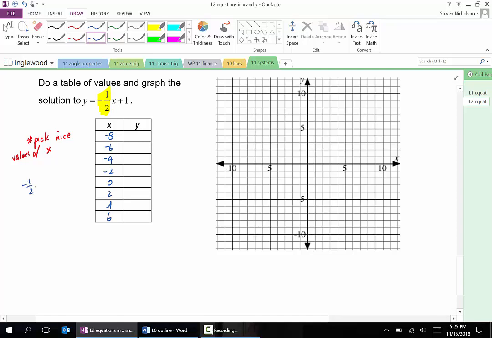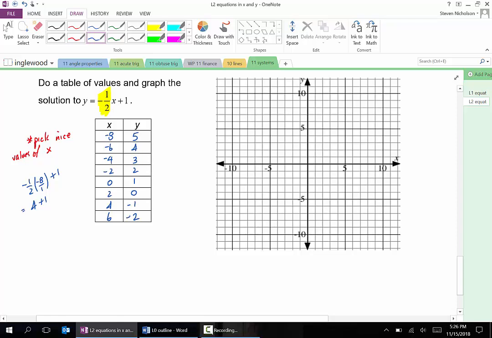I plug in -1/2 times -8. Always make it into a fraction if you have a fraction, and this is equal to 8/2, which is 4, and 4 plus 1 is 5. I'm just going to fill in the rest, and you make sure that it's working out. Okay?